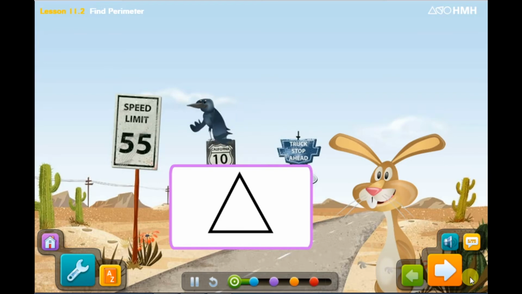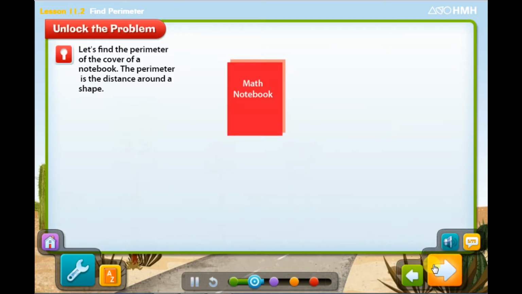Hey, I've got an idea. We can use a ruler to measure each side length. Come on, let's measure. The problem here is that the figure has no dimensions. In this case, I need to measure it myself with the help of a ruler. So let's start to do it together. Let's find the perimeter of the cover of a notebook. The perimeter is the distance around a shape. Let's unlock the problem.